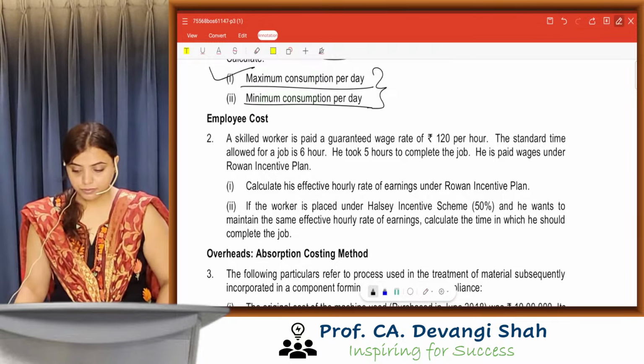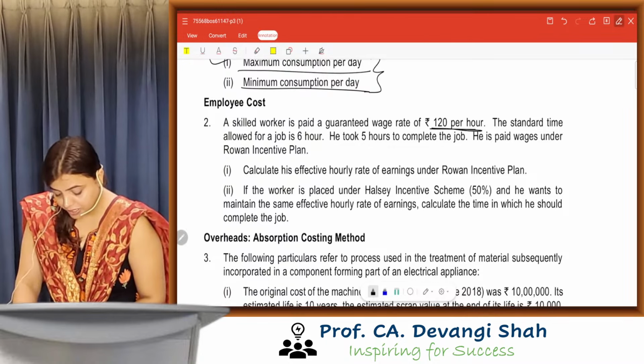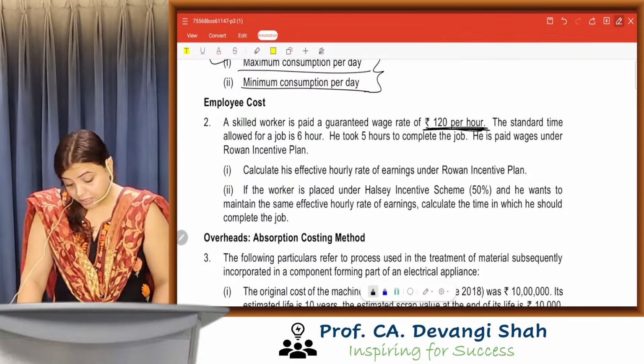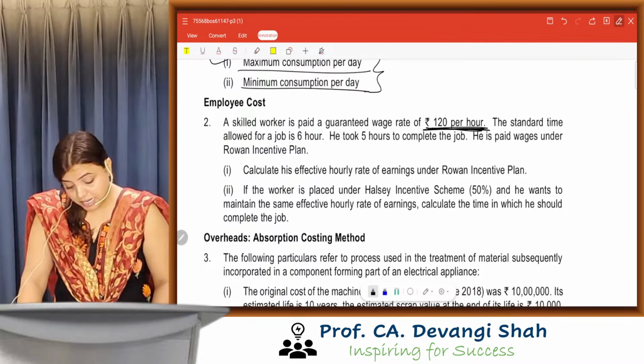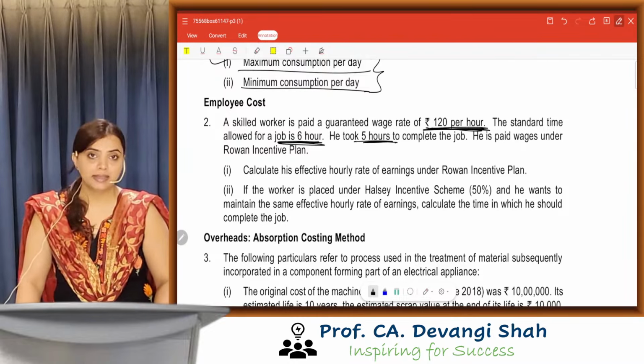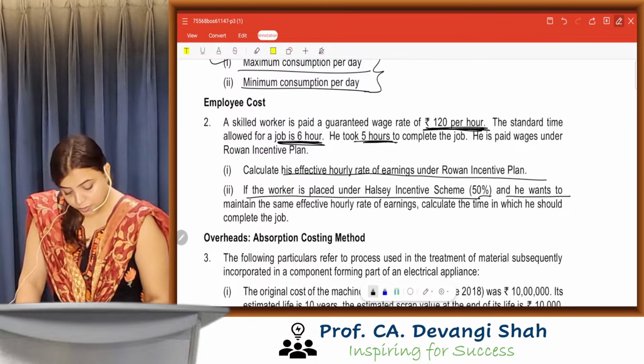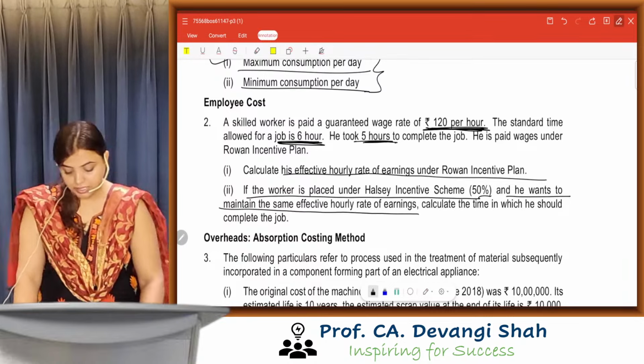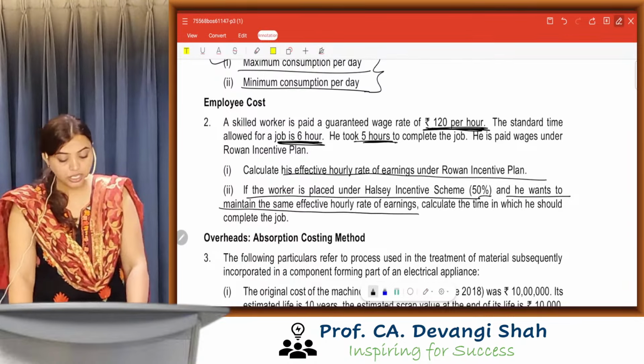Yeah. Question 2. A skilled worker is paid a guaranteed wage rate of 120 per hour. एक घंटे का 120 रुपया. The standard time allowed for a job is 6 hours. He took 5 hours to complete the job. He is paid wages under Rowan incentive plan. Calculate the effective rate of earnings under Rowan incentive plan. If the worker is placed under Halsey 50% and he wants to maintain the same effective hourly rate of earnings, calculate the time in which he would complete the job.